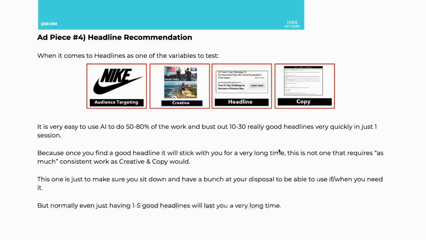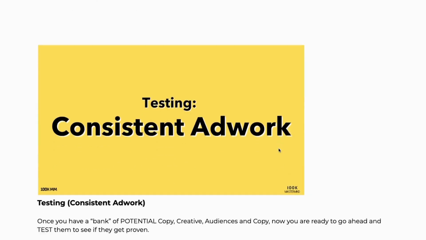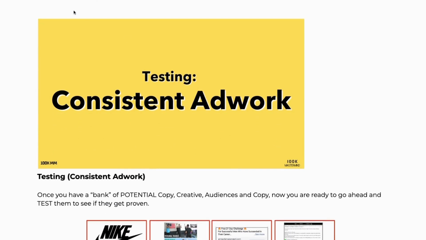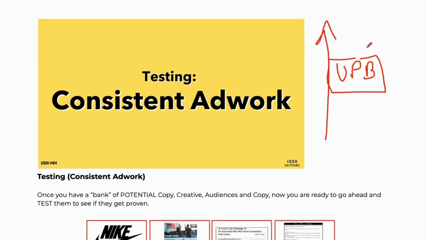Beautiful. Now that we've talked about each of those 4 pieces, we're now going to actually talk about testing, right? So if you remember, we don't actually have a diagram for this, but I'll show you what this looks like. Everything we just talked about is doing the consistent ad work that was necessary in order to have your unproven bank. So you do all of the recommendations that we talked about above in order to get into your unproven bank.